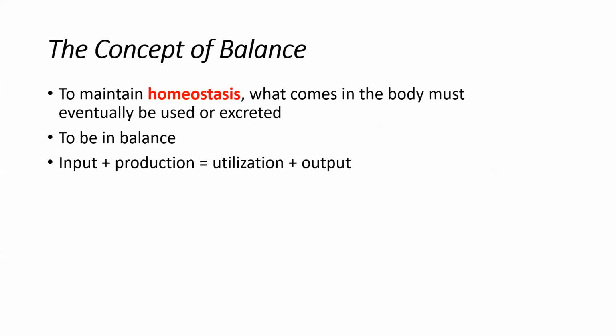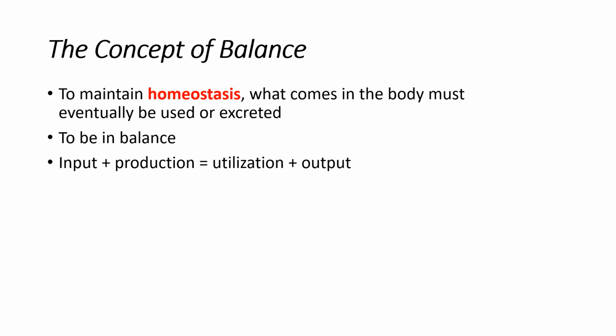Now, all of this falls under the umbrella of homeostasis. So homeostasis is this idea of keeping the body in balance, right? Keeping things at a steady, constant value when it comes to our blood pressure, temperature, pH, and all that good stuff. But when it comes to water, this is really involving the kidneys. So homeostasis here means keeping the water inputs to our body and the production equal to the water outputs and the utilization.